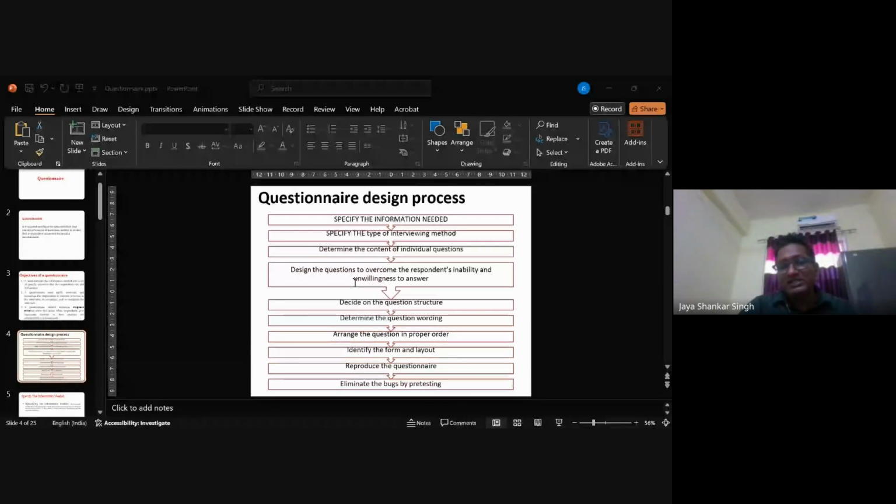Now comes the third step, which is to determine the content of individual questions. What is the meaning of that? Each question which you have in your survey or questionnaire. Sorry for using the term survey, but there is some relationship between survey and questionnaire, though they are not the same thing. Each question should directly contribute to a research objective. Whatever questions you have in the questionnaire should somehow help you in your research.